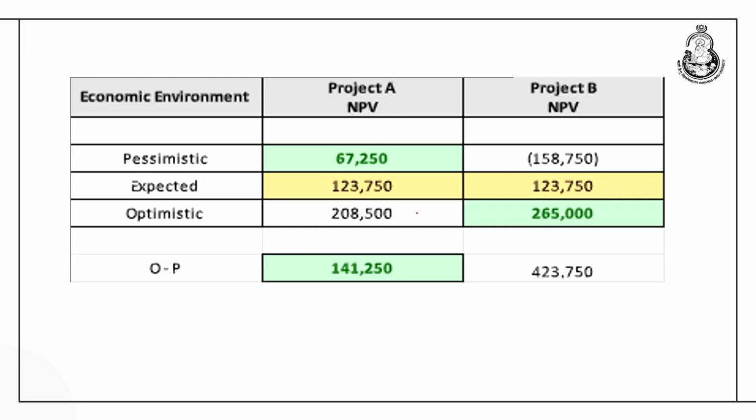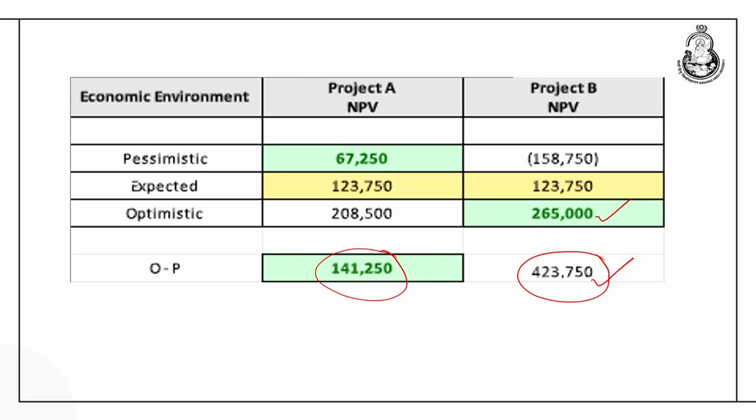So, now sensitivity analysis is going to give us the idea of what would be the range of NPV in different scenarios. For project A, the range is obtained by deducting the NPV in the pessimistic scenario from the NPV in the optimistic scenario. So, the range, or the difference in the two extreme situations, is 1,41,250, whereas project B is even more risky, where we can see the range of NPV is as high as 4,23,750.